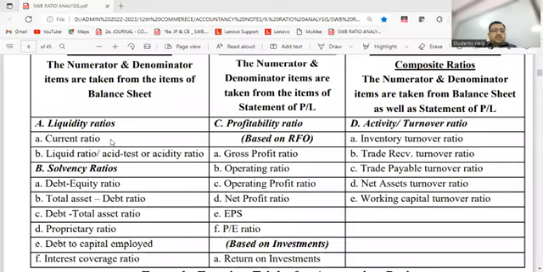So children, last time we have done current ratio, liquid ratio, debt equity ratio, proprietary ratio, correct? So today the ratio we are going to study is, for CBSE students, total asset to debt ratio.